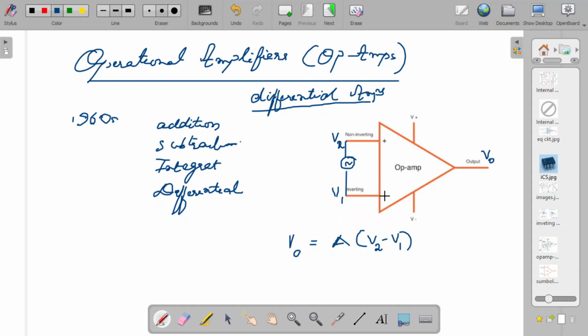Now, depending upon the signal, suppose I don't give any signal at the input V1, which means that I can make V1 grounded. Okay, I give V1 grounded, it will come something like this.